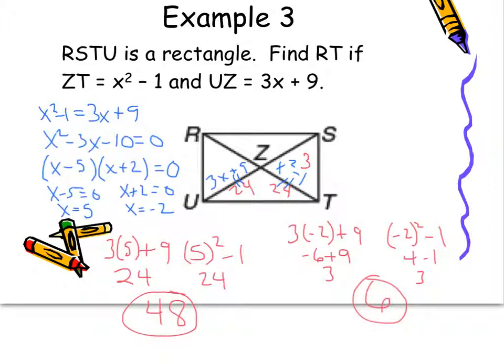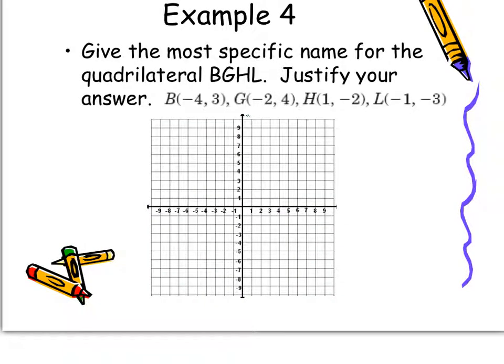Either one would work. All right, so we'll be seeing a lot of these where we need to give the most specific name for the quadrilateral BGHL, and we need to justify our answer. We're going to be graphing these, and a lot of times we'll use our slopes. Using slopes is usually one of the easiest ways to tell what type of quadrilateral it is. So let's plot these points, connect the dots, and then see if we can justify which one we think it is. Well, here's my lovely quadrilateral BGHL.